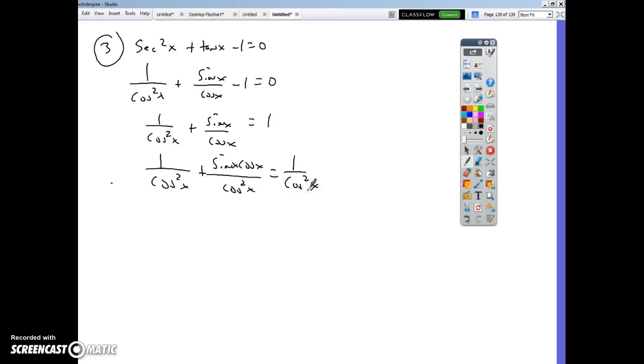Why does it need to be over? Why can't it just be cosine? Because it's cosine squared x over cosine squared x. Right, because that's what 1 would be. Why would it just be cosine x if I'm multiplying 1 times cosine x? If I do that, then I have to do it to this one too. That's cosine cubed. I don't want that. Whatever I do, I have to do to everything. So top and bottom the same thing. If I want a common denominator, I have to make that cosine squared.